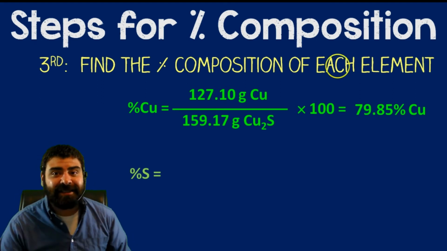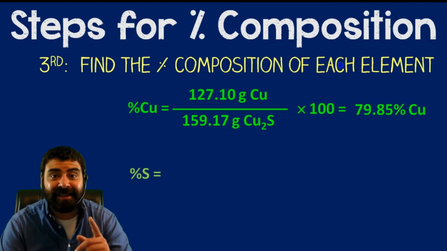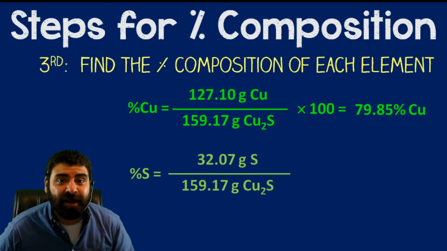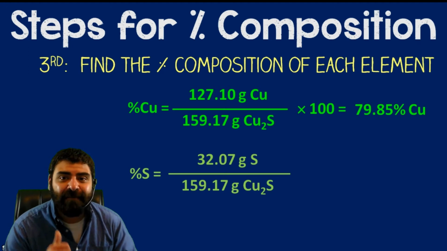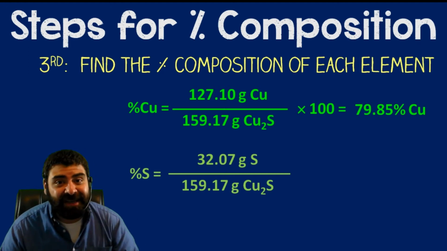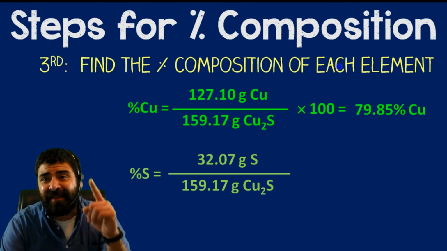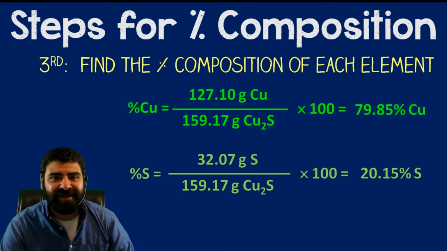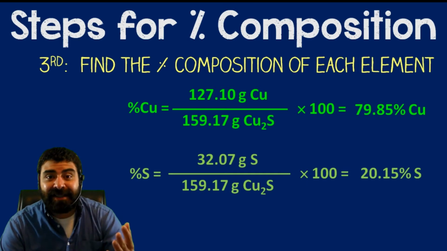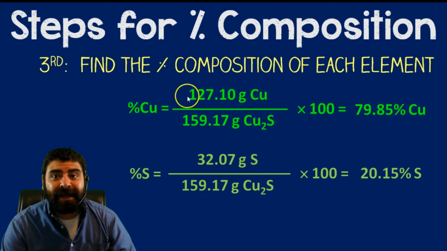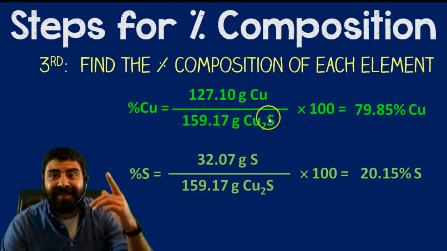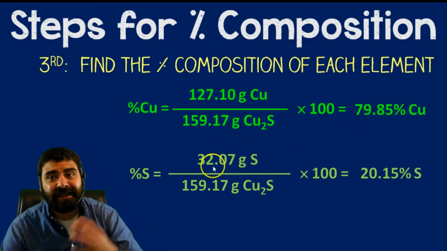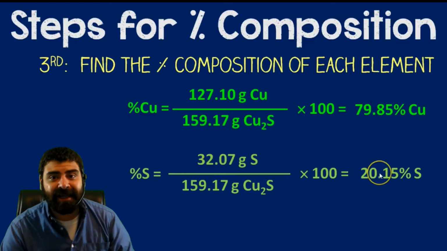Now to find the percentage of sulfur, take the individual mass of sulfur of 32.07 grams and divide it by the total mass of 159.17. Don't forget, times 100, and you get yourself a percentage of 20.15% sulfur. You can see the copper made up a much bigger portion of the compound, therefore has a much greater percentage. The sulfur was only a small portion and a small percentage.